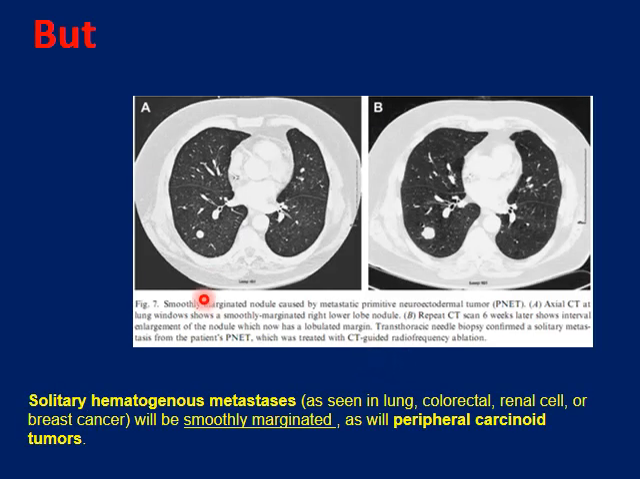But keep in mind the following. Look at this lesion. It is very well defined, smooth as you see, but on follow-up, it becomes larger in size, lobulated in outline, and this was a case of adenocarcinoma. It was a solitary metastasis confirmed by biopsy.